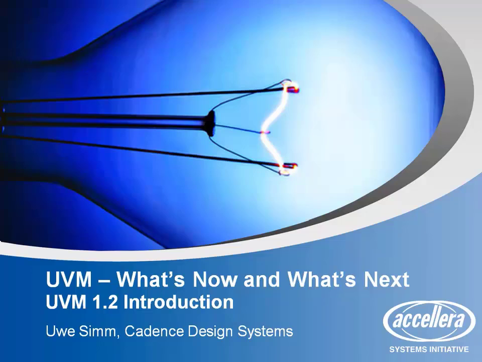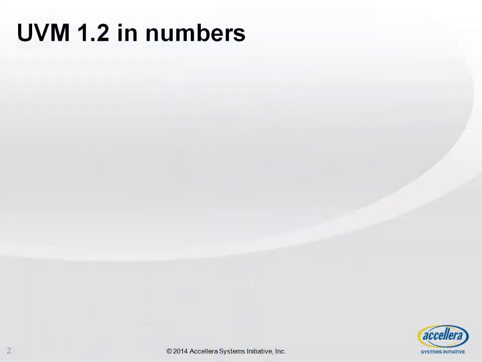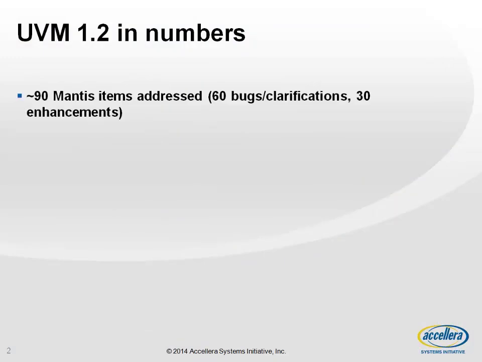My name is Uwe Simm, and I want to bring you something about what is the news about UVM 1.2. This is something for people using UVM 1.1 on a regular basis. First of all, let's talk a little bit about UVM 1.2 in numbers. UVM 1.2 is about 90 Mantis items. 90 Mantis items means 90 different things being addressed.